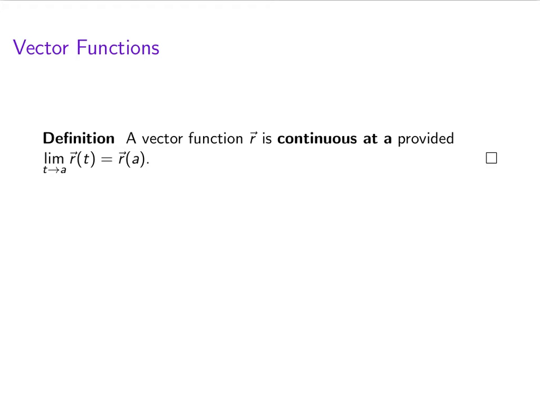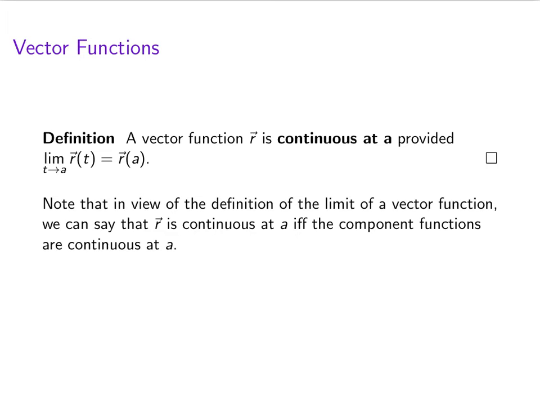Hello, calculus fans. Let's make a definition to say that a vector function is continuous at a point a, provided the limit as t approaches a of r of t is equal to r of a. So, in view of the definition of a limit of vector functions, we can say that r is continuous at a if and only if the component functions are continuous at a.